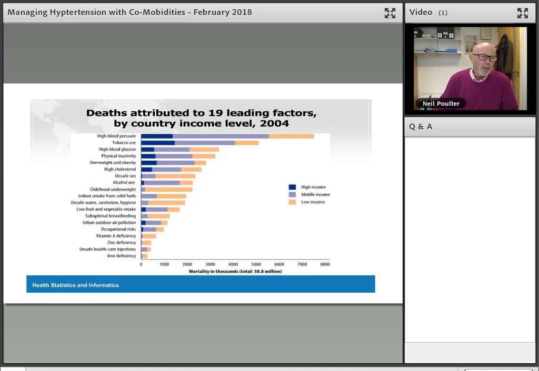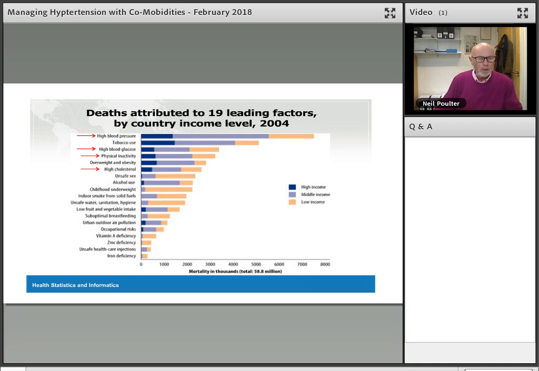So, if we look at the risk factors for causes of death reasonably recently, I realize this looks a long time ago, but actually updated data not yet published is pretty much the same. You'll see that high blood pressure is the biggest single contributor to death. About 10 million people a year die as a result of raised blood pressure. And then if we look at high blood glucose and physical inactivity, you'll appreciate that's really what diabetes is all about. And then we add high cholesterol.